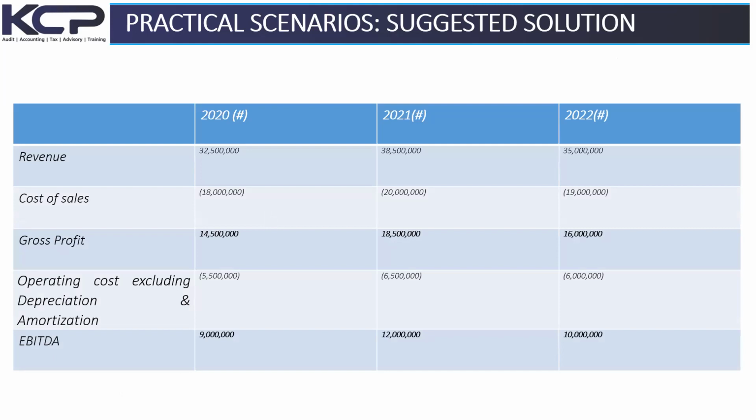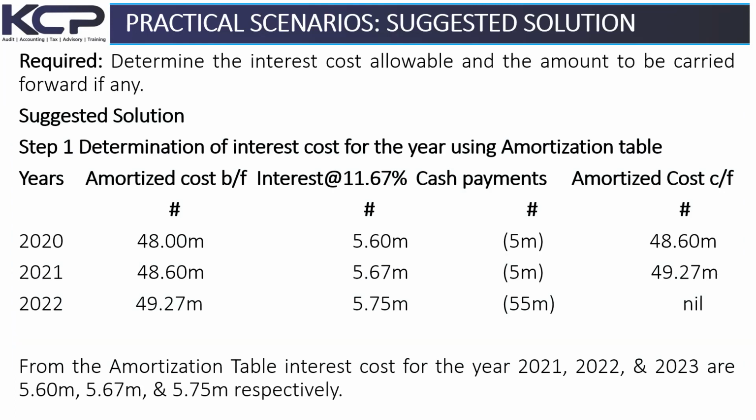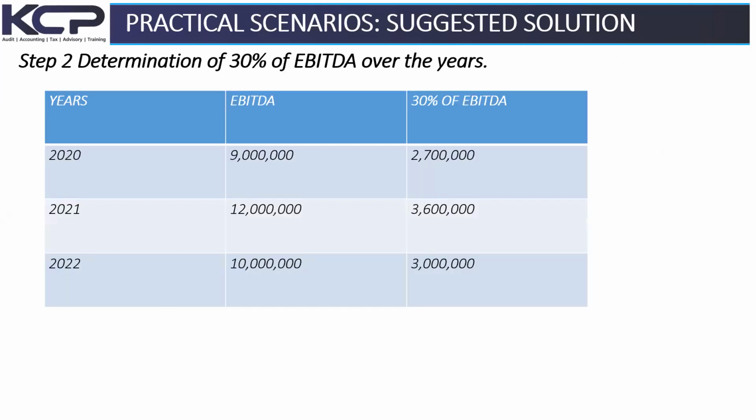Don't forget, 30% of EBITDA in the first year, we had ascertained that to be 2.7. So given a base of 2.7 and you have your actual interest costs in that first year of 5.67, how much will be carried forward and how much will be relieved? In the first year, any contribution?